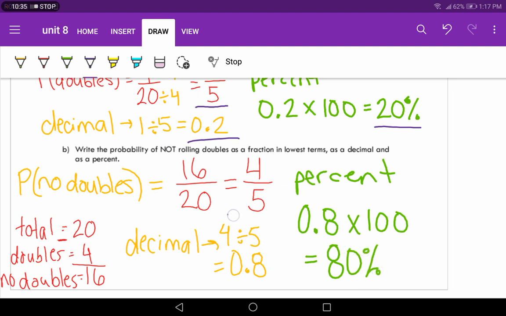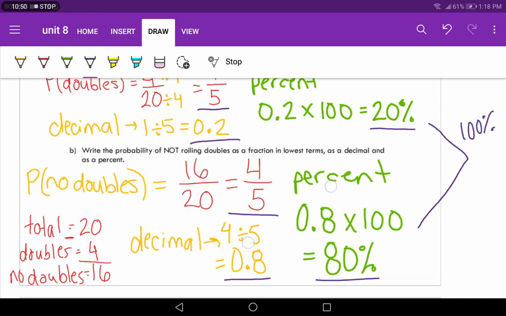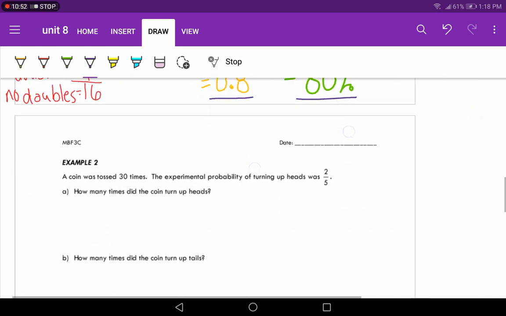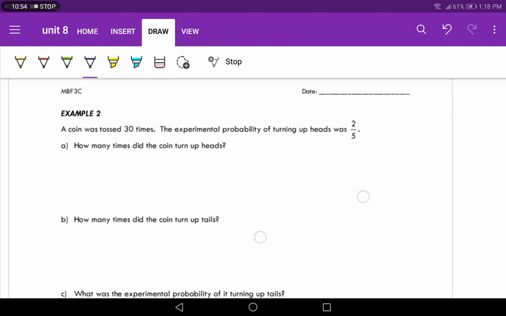And again, all three of these are equal, right? 4/5 equals 0.8 equals 80%. And again, that makes sense, right? Because 80 plus 20 gives us that total of 100%, which we need it to always add up to. Okay, moving on to example 2.